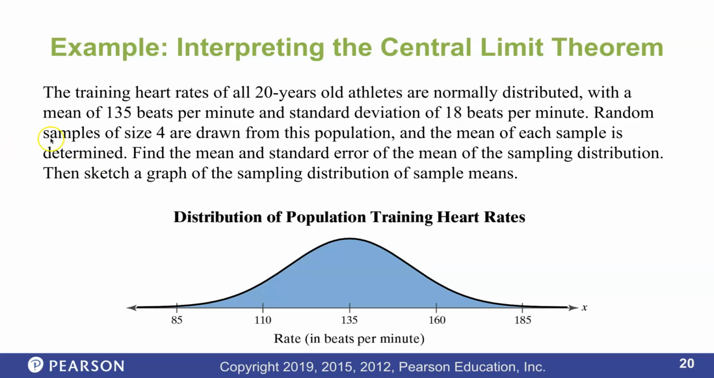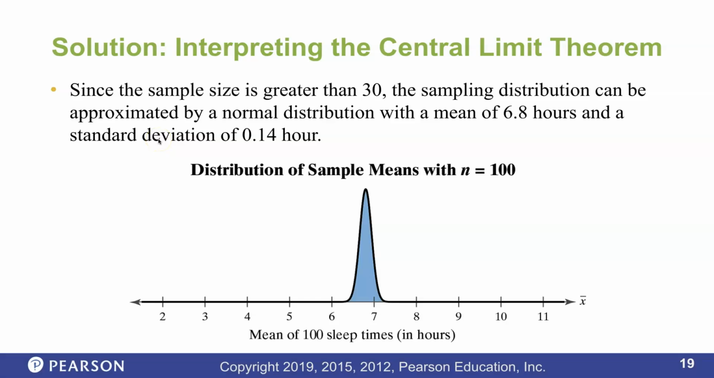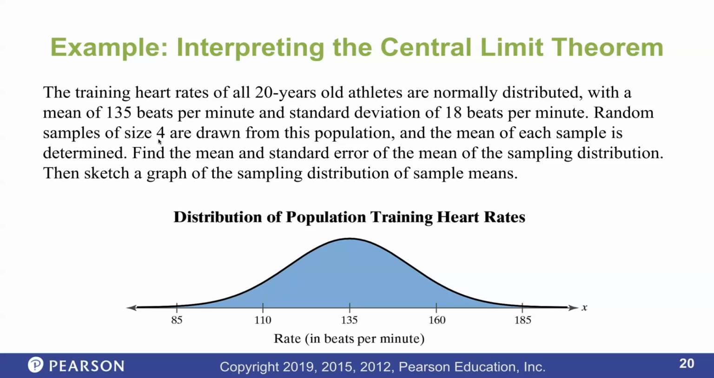With the mean of 135 beats per minute and the standard deviation of 18 beats per minute. Random sample of size 4. And you're like, oh, that is so small. Oh, what's going on with my slide? N equals 4 is so small, but who cares, right? It's okay to be small because the population distribution, as you can see in this picture, is normally distributed. So we don't need a big sample size because we are working with a normally distributed population.